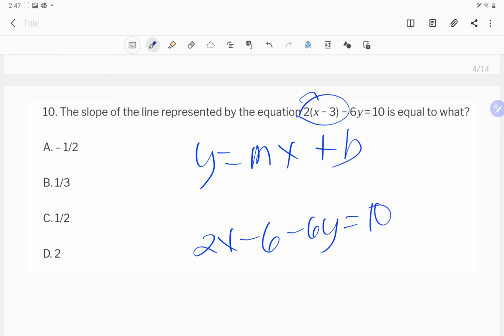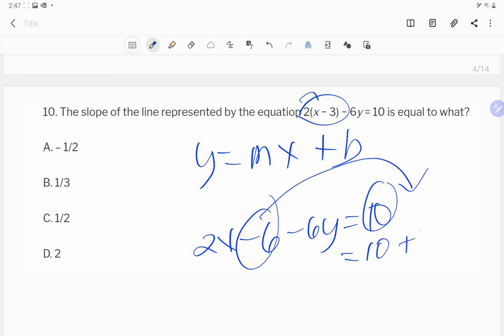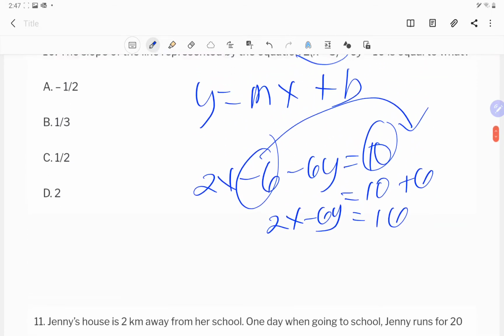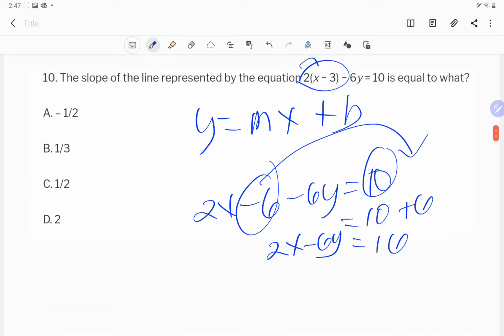So we can combine like terms if ever there are any. We've got negative 6 and positive 10. Put negative 6 to the other side, that becomes positive 6, so 10 plus 6 is 16, right? And then we also have 2x minus 6y here. Now, we can put 2x to the other side. So we've got negative 6y is equal to negative 2x plus 16.